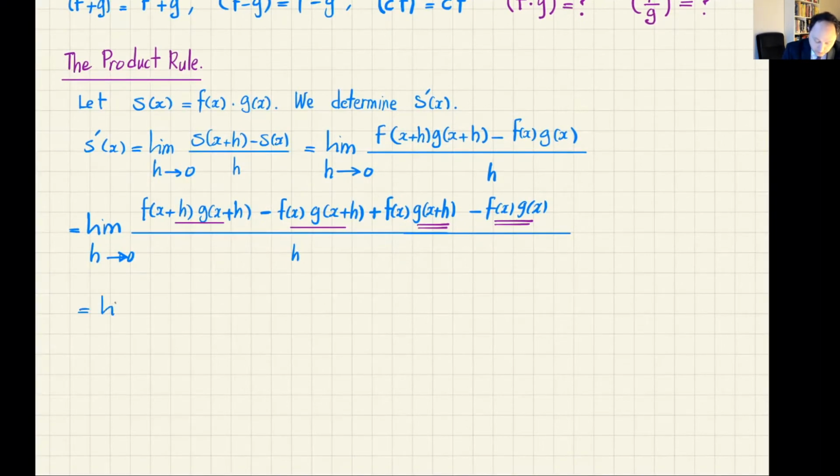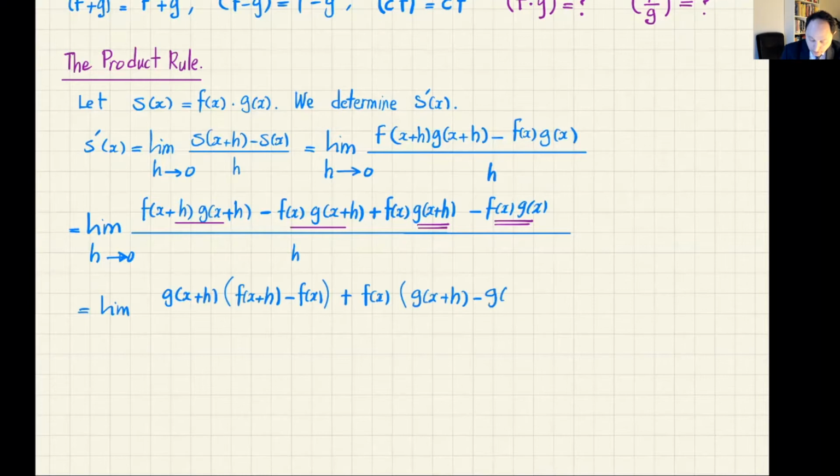So this becomes the limit. I take g of x plus h out. What is left for me is f of x plus h minus f of x. And then from the second pair, I factor f of x out. So what is left for me is g of x plus h minus g of x. And then I will have this divided by h, as h goes to 0.